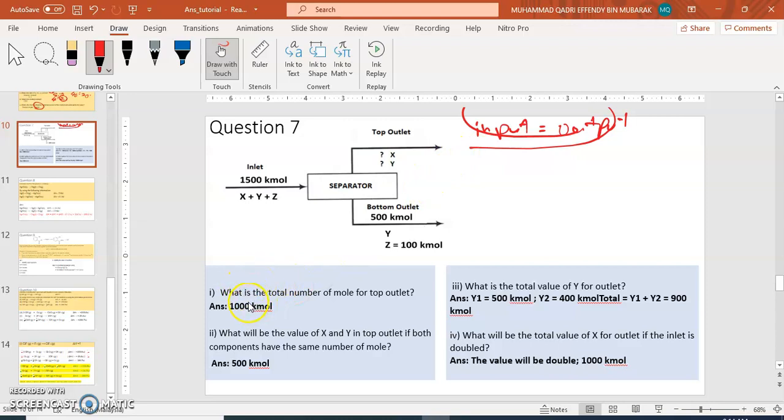The first question asks us what is the total number of moles for the top outlet. So we know we have 1,500 kilomole for inlet, and we have a top outlet and also a bottom outlet. The value of the bottom outlet is 500 kilomole. So for sure, the top outlet will be 1,000. What we should do is inlet equals outlet 1 plus outlet 2.